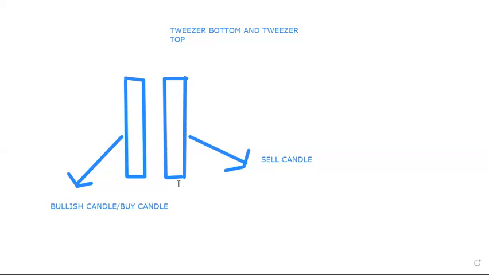Followed by a buy candle that shows the presence of buyers taking over the market. Full stops.